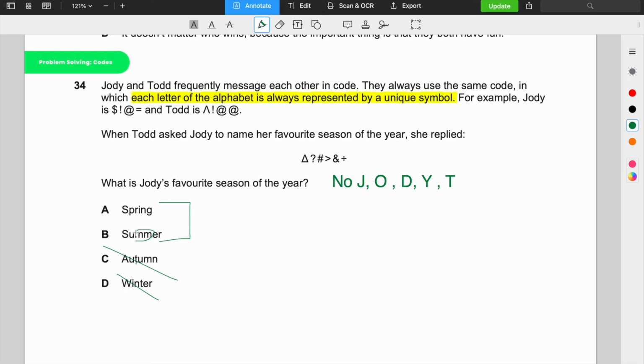Now in summer, there's repeated M's, but we don't have repetition of symbol here that would correlate with repeated M's. So it can't be summer. So therefore it has to be spring. Done. See how easy that was? It's not hard. So just make sure you focus on similarities and differences.